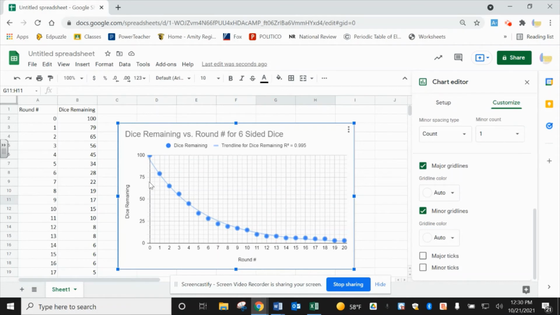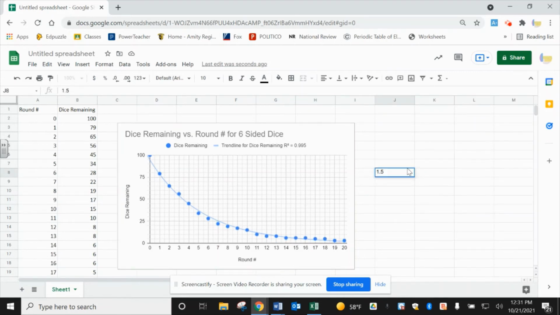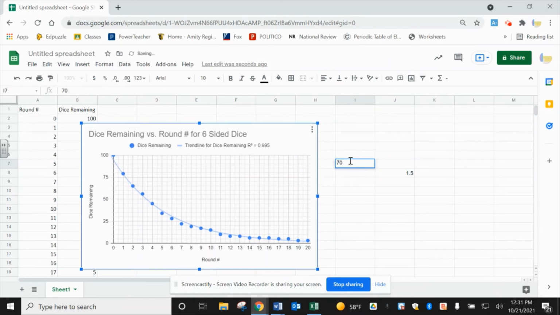So I'm going to choose 70, which is right here. I'm going to go across until I hit the line, and then I come down and I'm at about 1.5. So I'm going to put 1.5 right here. That is the corresponding x value for my y value, which was 70. Let me move this. This was 70. So this was my y value. And this was my x value.